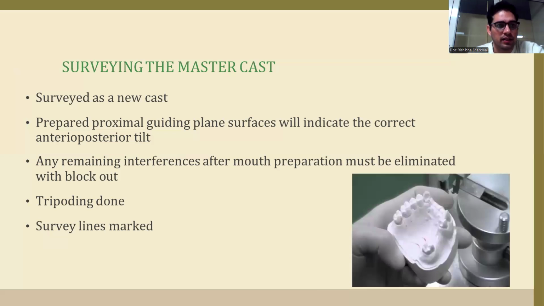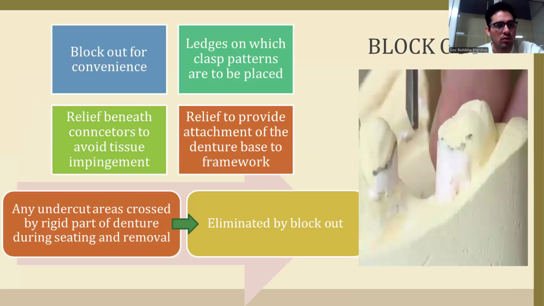Next is surveying the master cast. Surveyed as a new cast, prepared proximal guide plane surfaces will indicate the correct anterior-posterior tilt. Any remaining interferences after mouth preparation must be eliminated with blockout. Tripoding is done, survey lines are marked. Next is blockout for the inconveniences. Relief beneath the connectors to avoid tissue impingement.